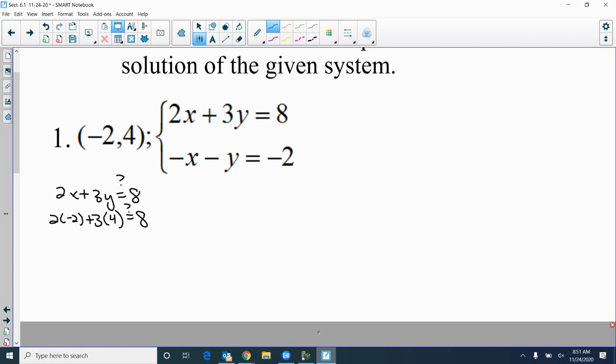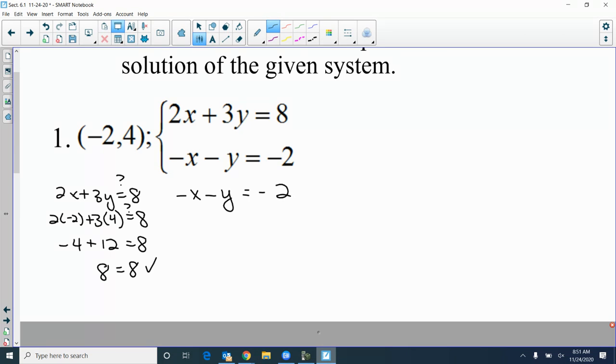What's 2 times -2? That is -4 plus 12. Does that equal 8? Yeah, 8 equals 8. So that point works for the first one, which is a good sign. But you can't say yes, it's a solution to the system because it's got to work for both of them. So we plug it into the second one, which is -x - y = -2.